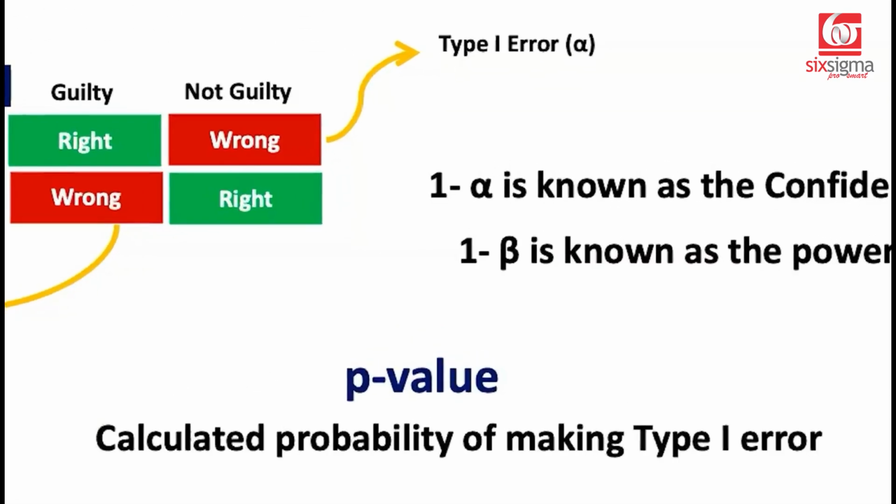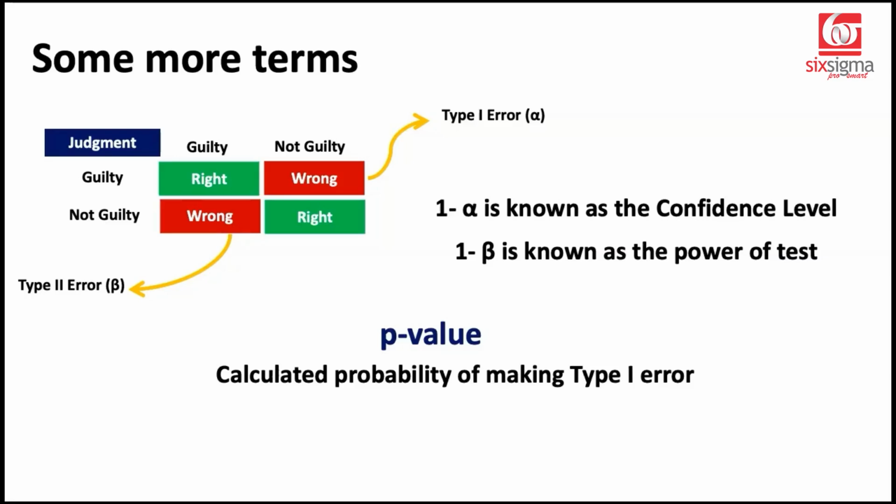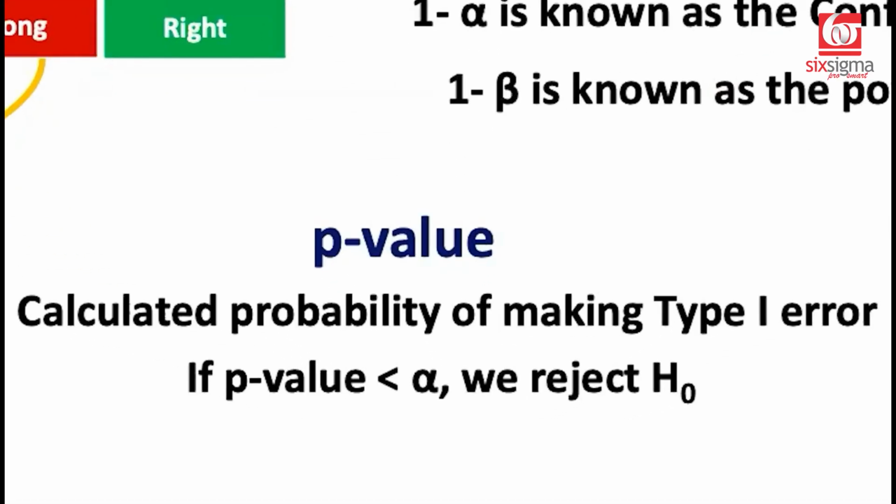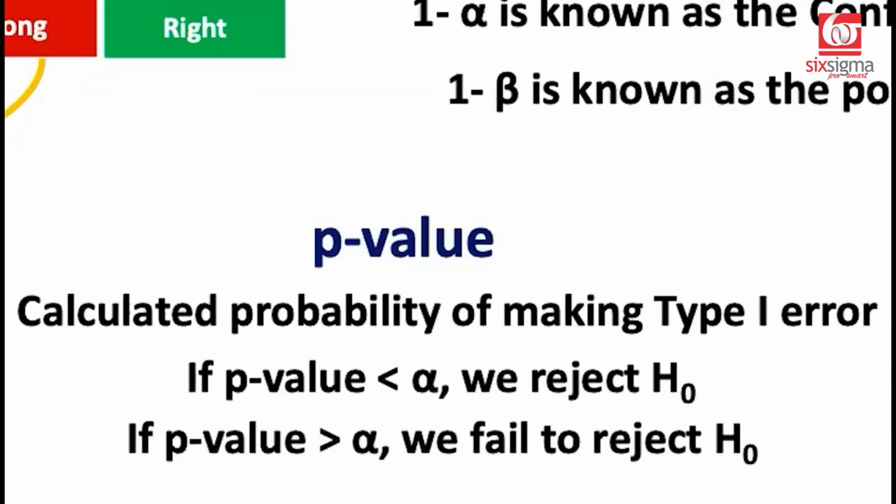What is p-value? P-value in simple terms is the calculated probability of making a type 1 error. This is the actual outcome based on your data, whereas alpha was a standard. If p-value is less than alpha, we reject the null hypothesis. If p-value is greater than alpha, we fail to reject the null hypothesis. Let's understand this visually. What does it mean?